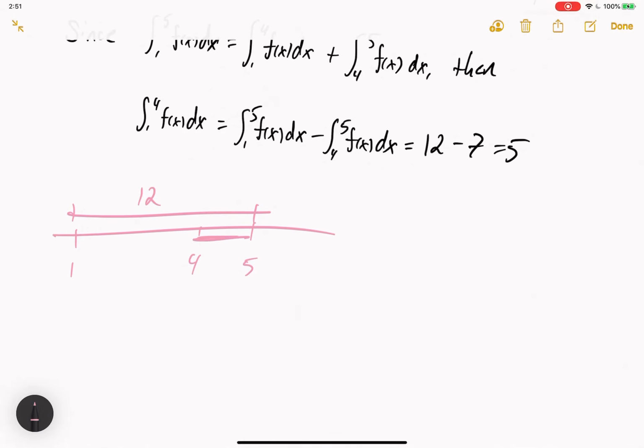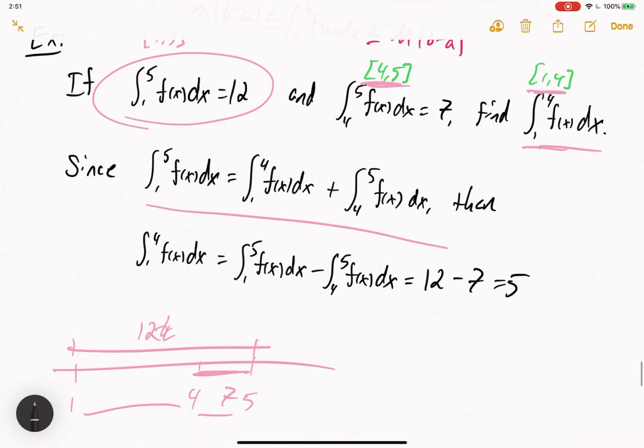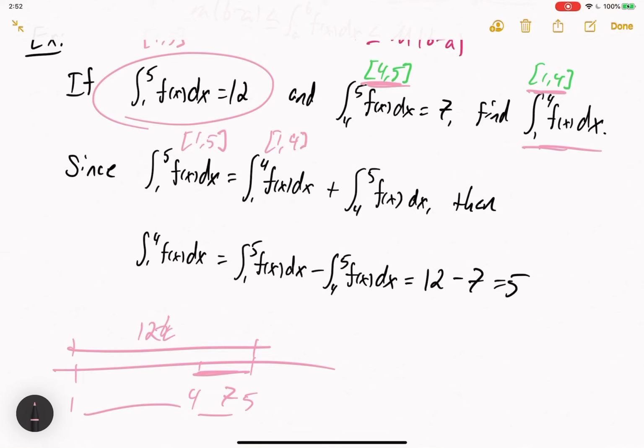Because we'd expect this plus this is going to equal 12. So that's basically the idea. So you get this expression right here: the integral from 1 to 5 of f of x dx is equal to the integral from 1 to 4, plus the integral from 4 to 5, integrating over those areas.